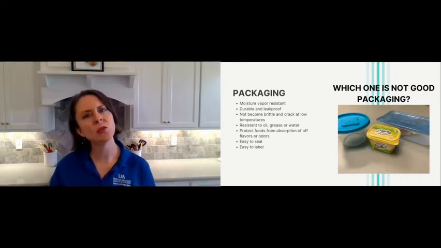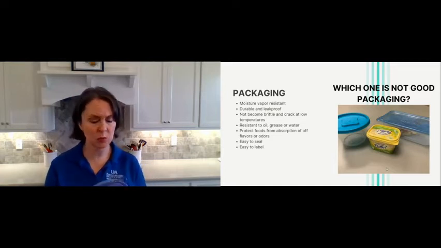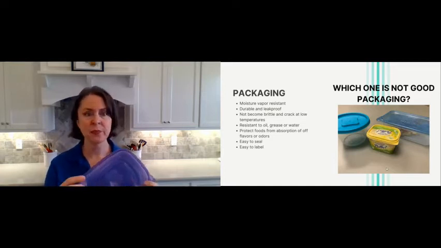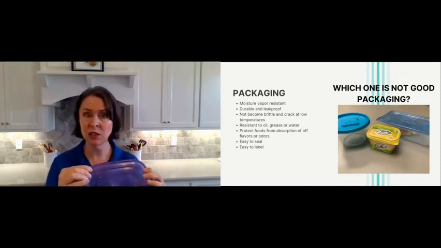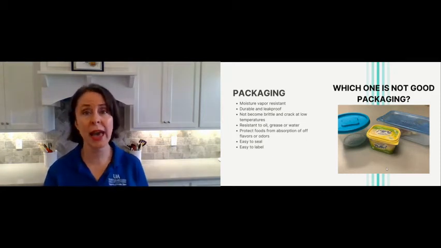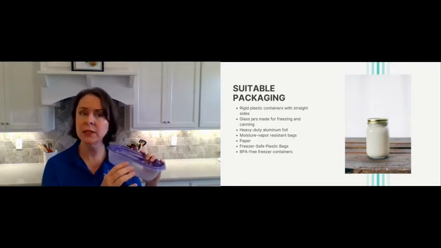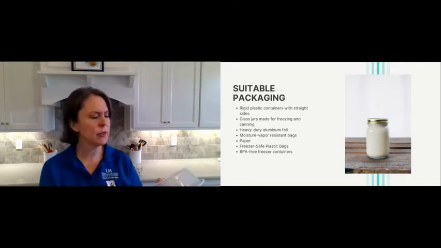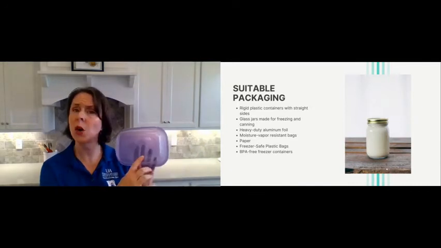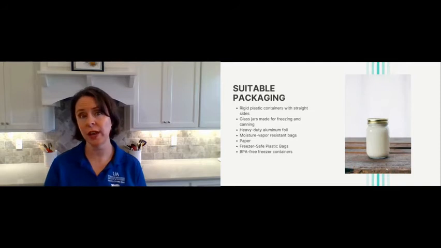You want to make sure that you use good containers that are moisture, vapor resistant, durable, leak proof. They're easy to seal, easy to label. So make sure that you use a good package. So some examples of this are rigid plastic containers with straight sides. If you're not sure, you can usually turn them over. And if there's a little snowflake thing, that means that they are freezer safe.